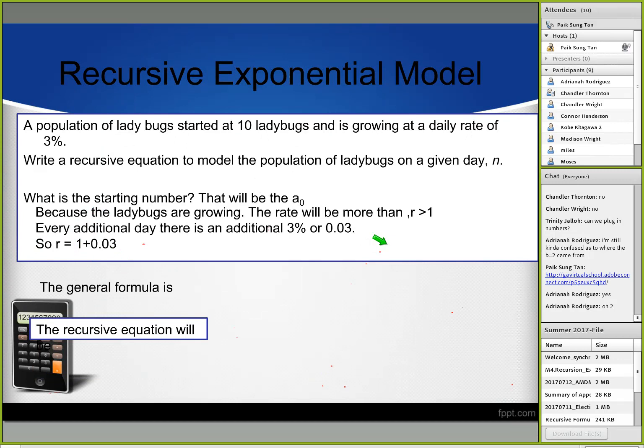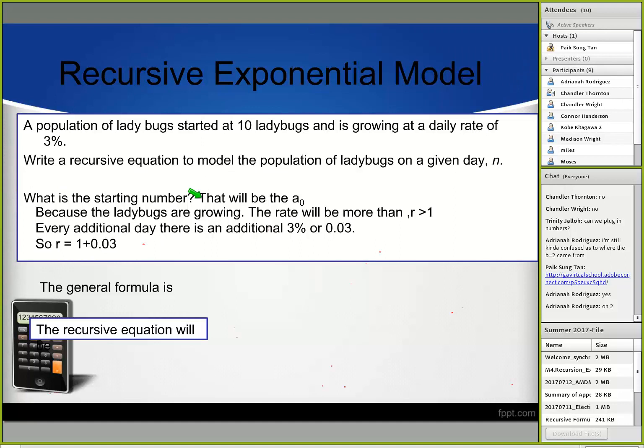Recursive exponential model. A population of ladybugs started at 10 ladybugs and is growing at the daily rate of 3%. Write a recursive equation to model the population of ladybugs on a given day n. Okay, what is the starting number? That will be your A sub 0.